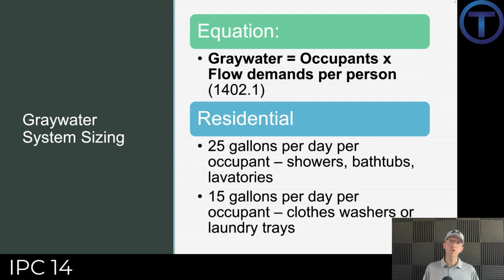Now, in 1402.1, they do give us an equation for how to calculate the amount of gray water. Because if you're going to size a system and try and figure out how much water is going to come out, how much is going to go to my yard, and if it's going out there, how do I distribute that? Where's too much? Anyway, you can figure this by calculating gray water equals the occupants times the flow demands per person. And that's given in that 1402.1.